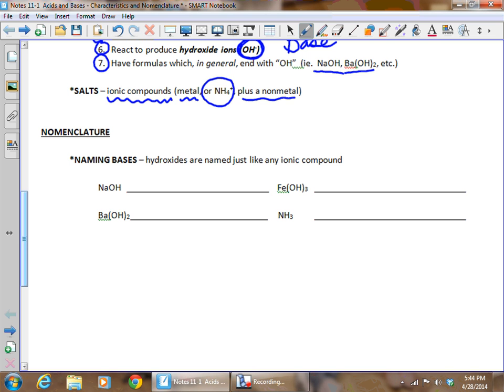Naming bases is something we've done. We haven't called them bases in the past, but they're named just like we've always named substances. In the case of this first one, sodium, since sodium is in group 1A, it does not need a Roman numeral. Remember, if it's in groups 1A or 2A, it does not need a Roman numeral. Neither do our always trues: silver, cadmium, zinc, aluminum. Those are our always trues. They do not need Roman numerals either. So sodium hydroxide for this one.